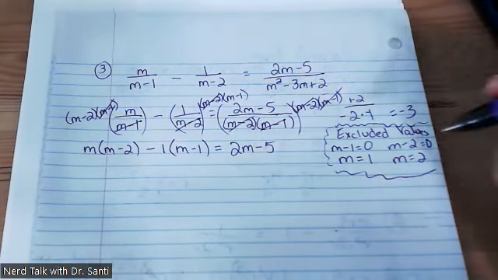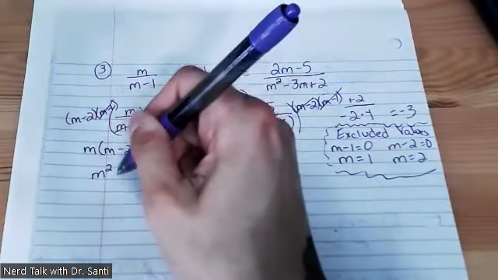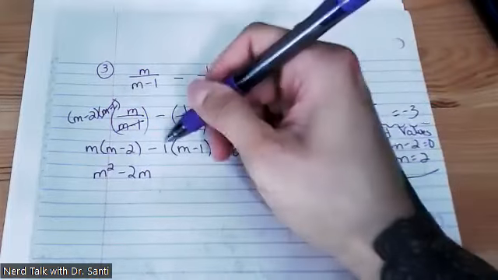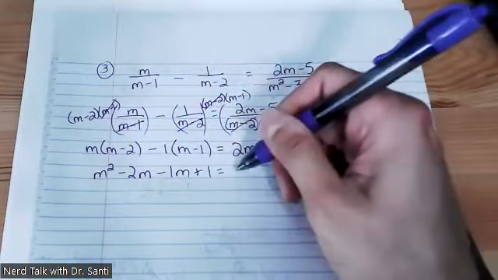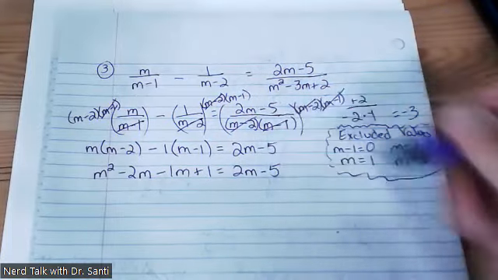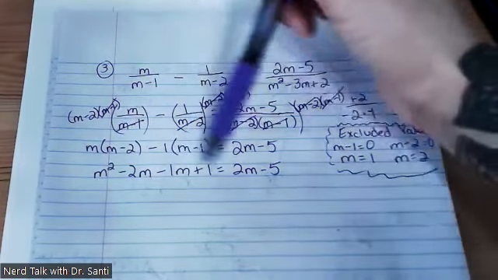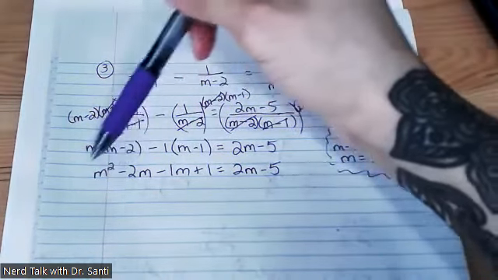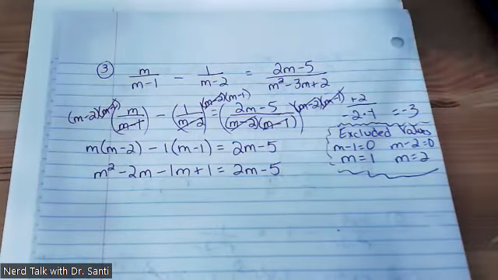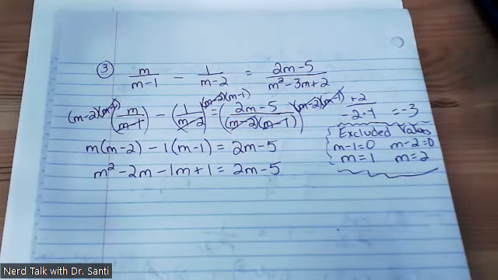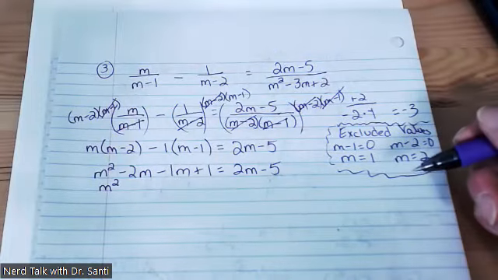Now I'm ready to distribute and see what happens. So distributing our m leaves us with m squared minus 2m. Distributing negative 1 leaves us with negative 1m plus 1. And of course, bring down the equals 2m minus 5. Let's combine like terms. And then, of course, you're starting to notice that because we have degree 2 or higher, we're thinking polynomial equation, set equal to 0, factor, and solve. It's going to be the same story again and again until we learn more sophisticated techniques.